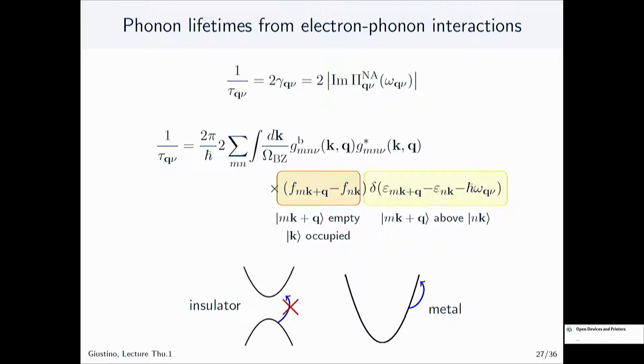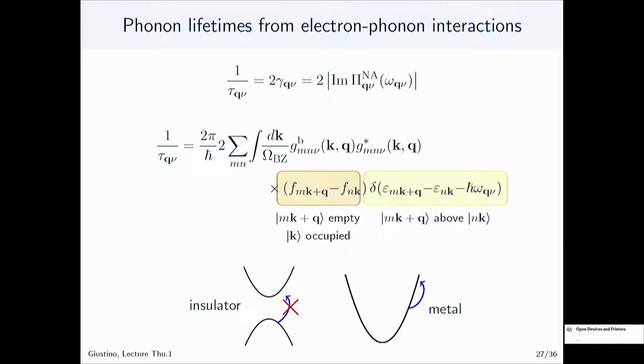That means that if your largest phonon energy is 100 millivolt, for example, and your band gap is larger than 100 millivolt, there is no phonon self-energy, so there is no broadening of the phonon lines coming from electron-phonon interactions. Clearly there could be some anharmonic broadening, but that's another story.